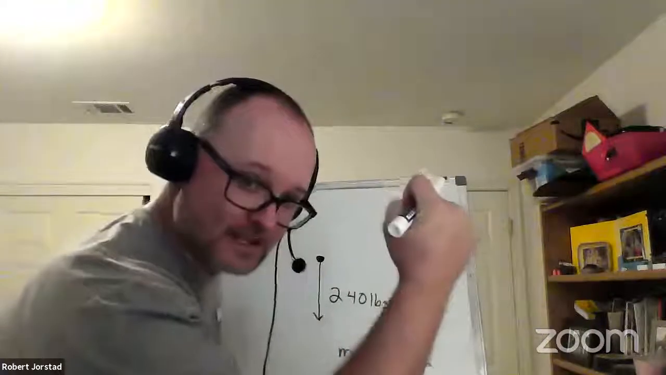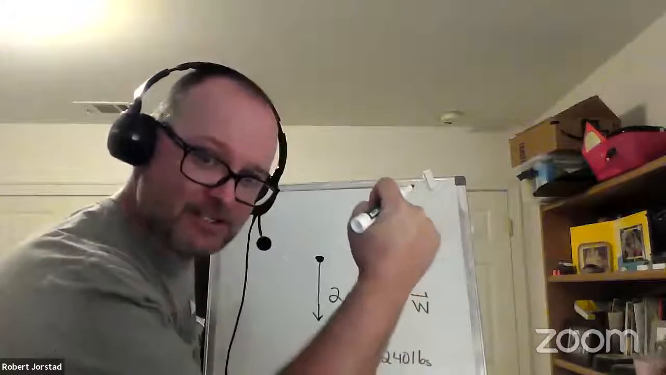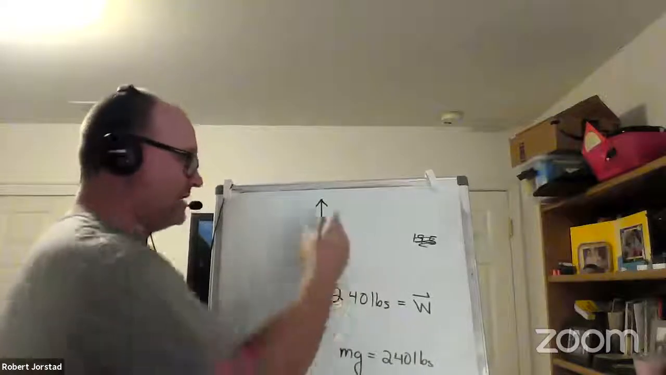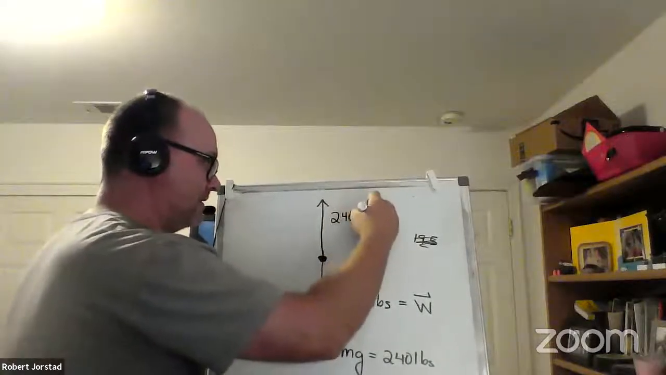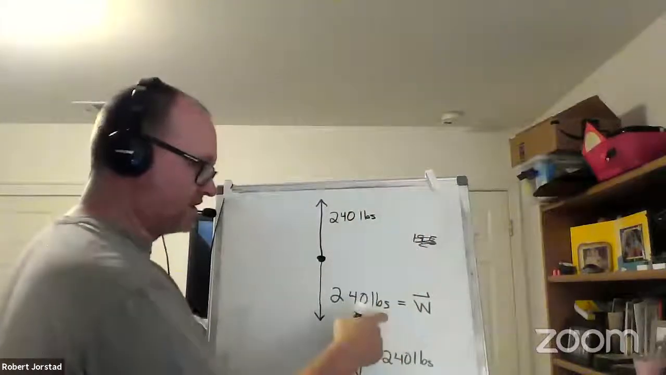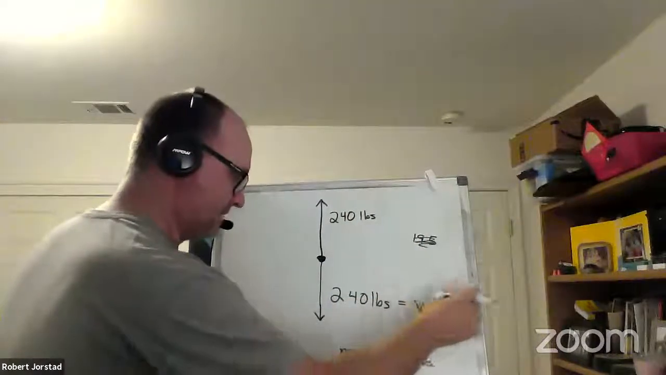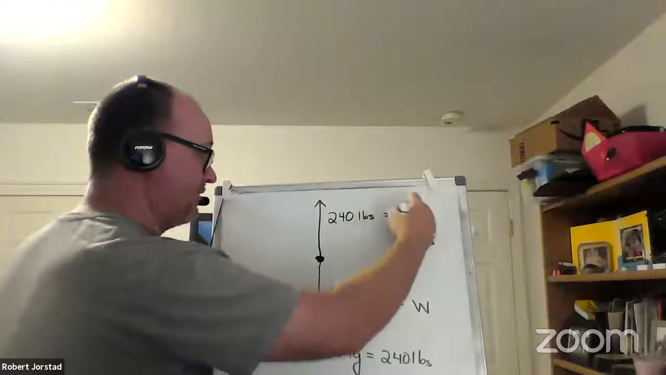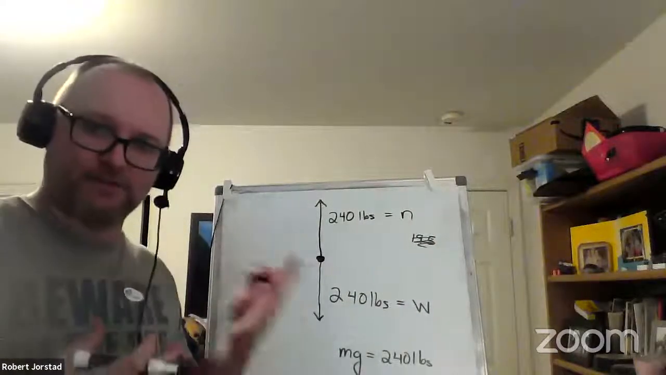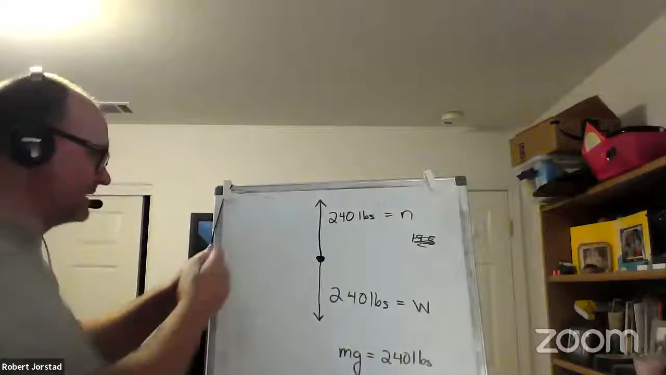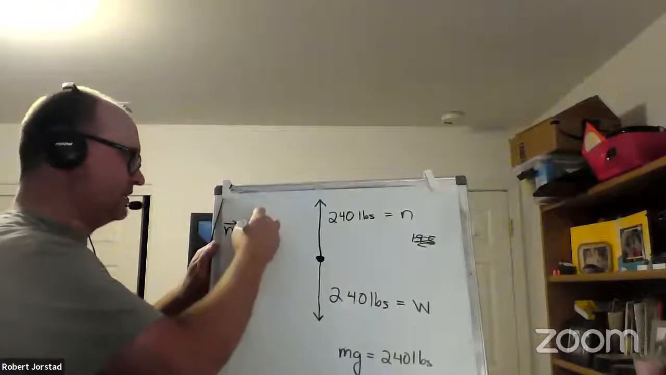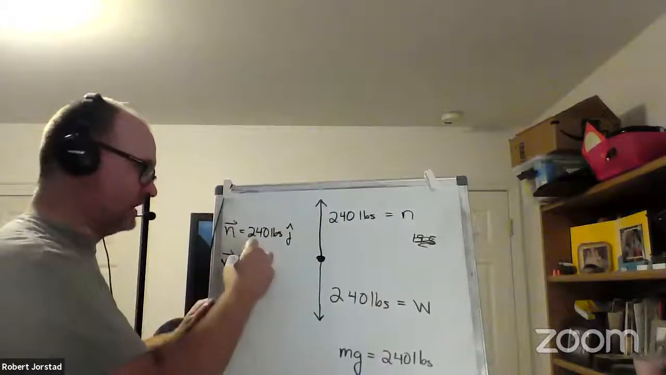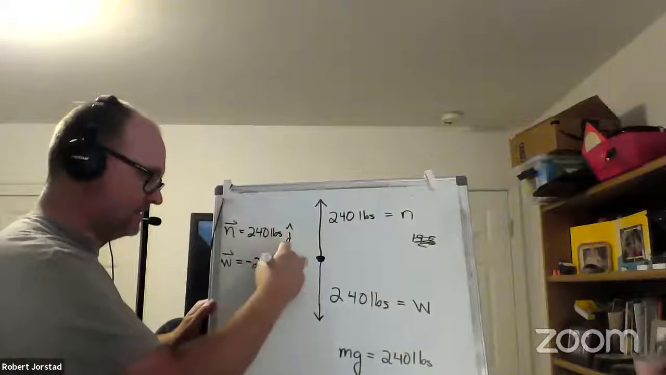So now the floor, as I stand here, is holding me up, right? I'm not just magically levitating. I was going to do that later today. But so there's a normal force up. This is the magnitude, and that would be my normal force magnitude, the normal force that the floor is exerting on me. Now, if we wanted to write this out, the normal force vector would be 240 pounds j hat. The weight vector would be negative 240 pounds j hat.